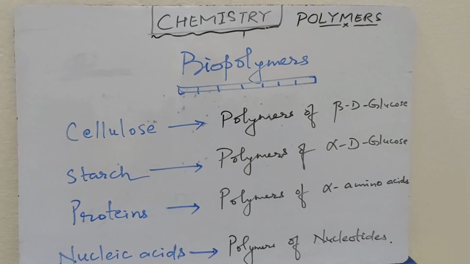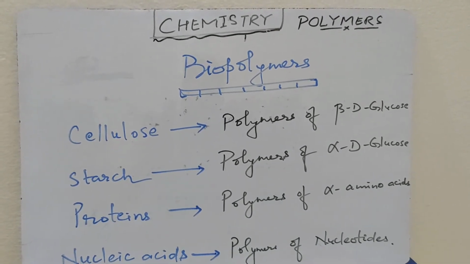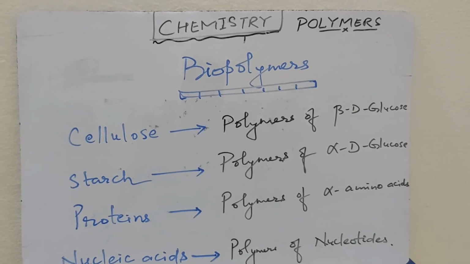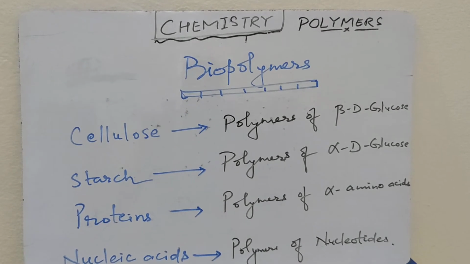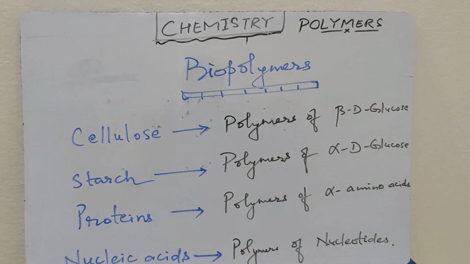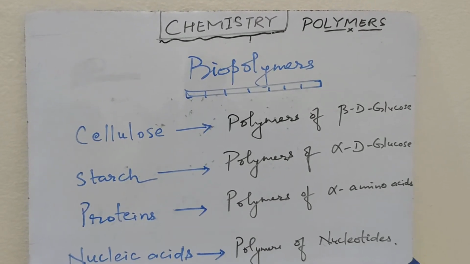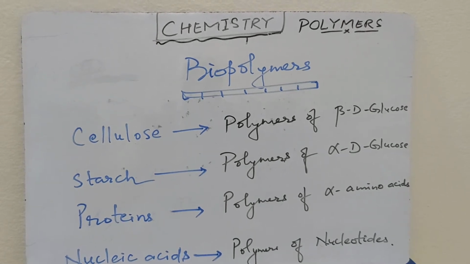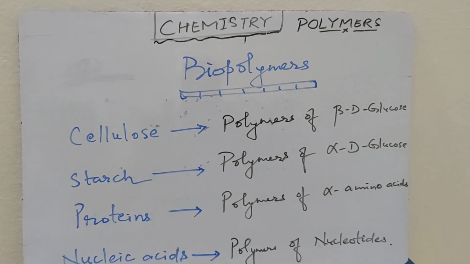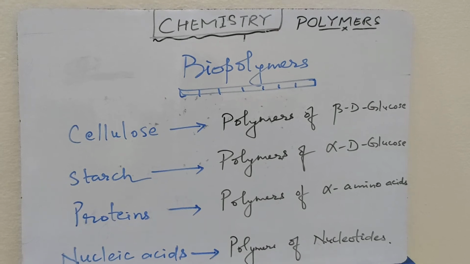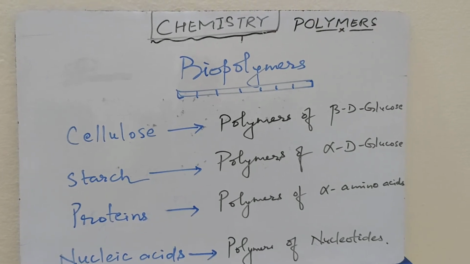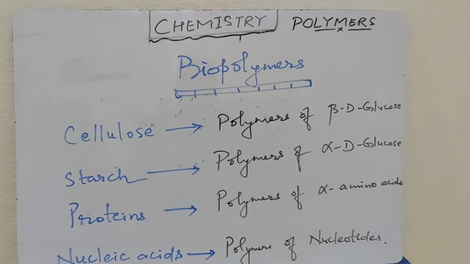Nucleic acid. Nucleic acids are the polymers of nucleotides. They are also called polynucleotides. A nucleotide consists of 3 components: pentose sugar, nitrogenous base, and phosphate group. Nucleic acids are broadly classified into 2 types: RNA and DNA. DNA is called deoxyribonucleic acid, RNA is called ribonucleic acid.